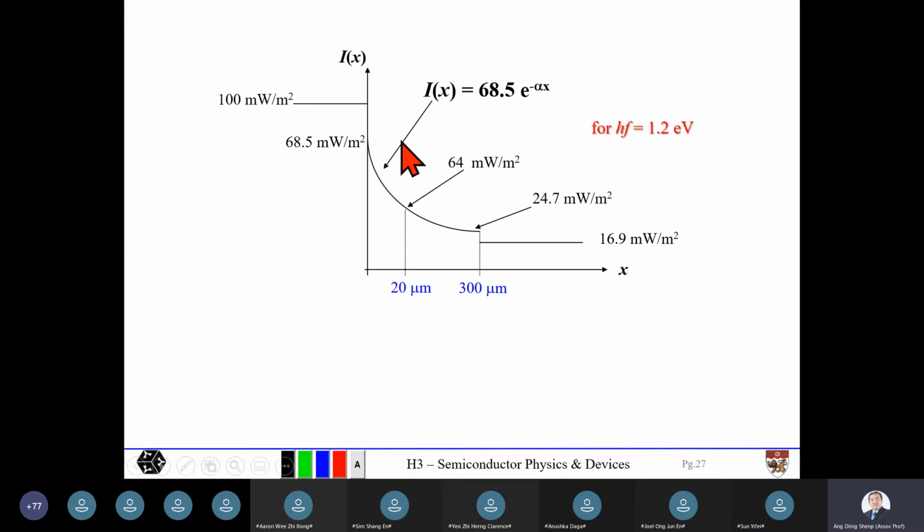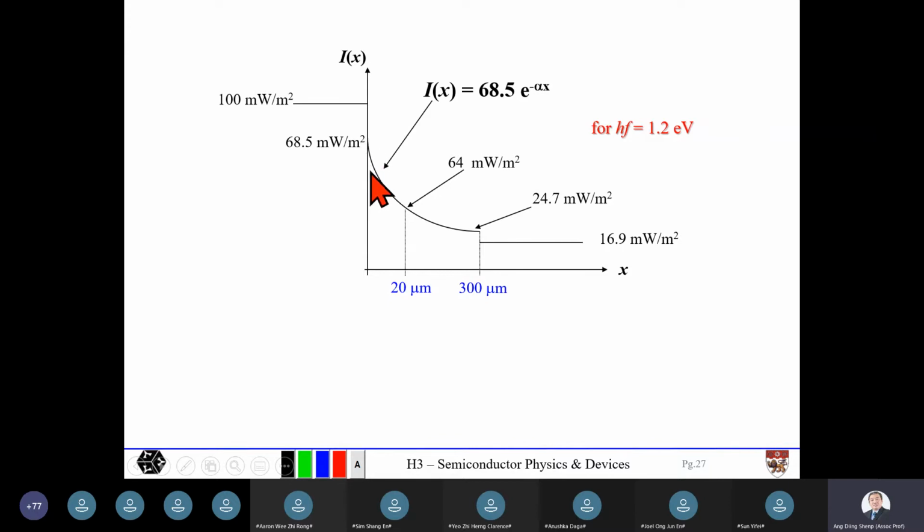This is a picture describing how the light intensity varies with distance. Just a caution here, this I refers to light intensity. Don't misinterpret this as the current. Initially the intensity is 100 milliwatt. At the interface between air and silicon, the intensity immediately drops by about 1/3 due to reflection.